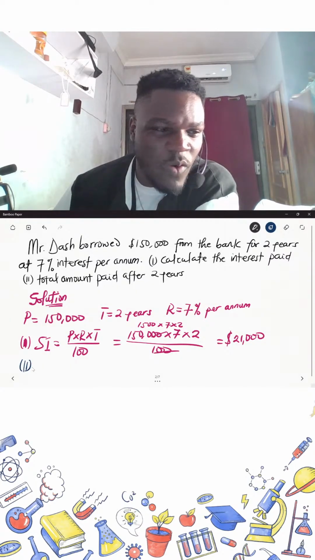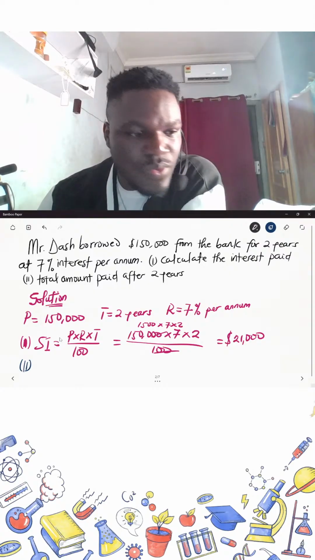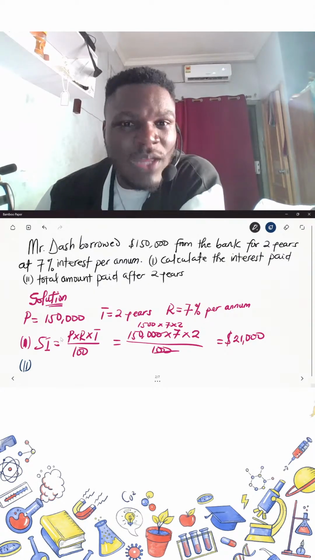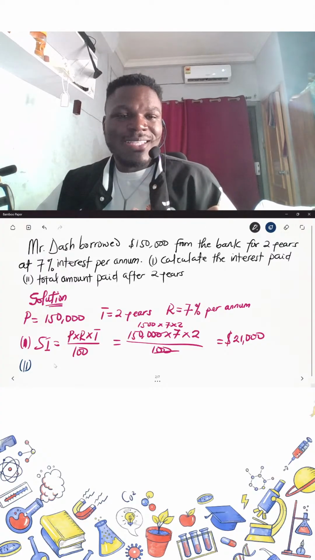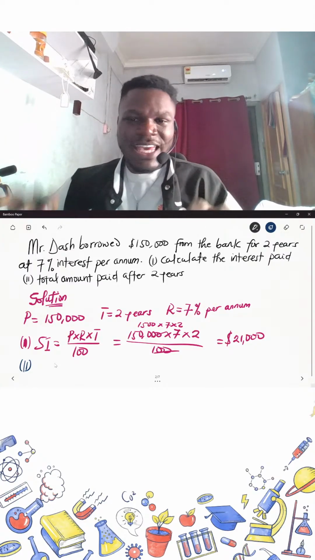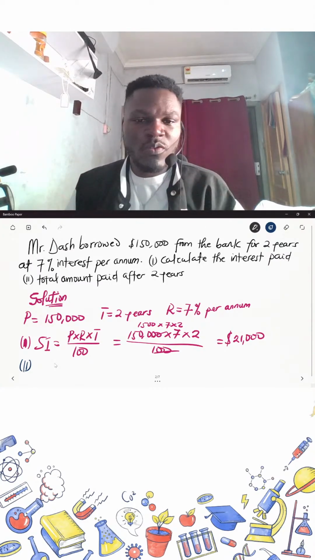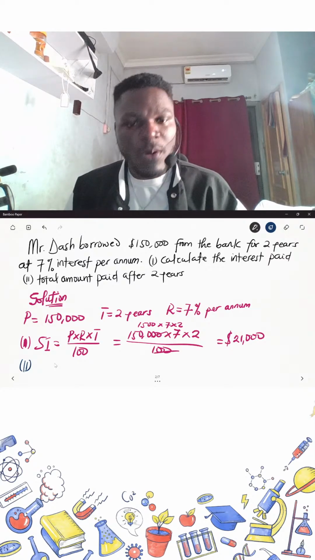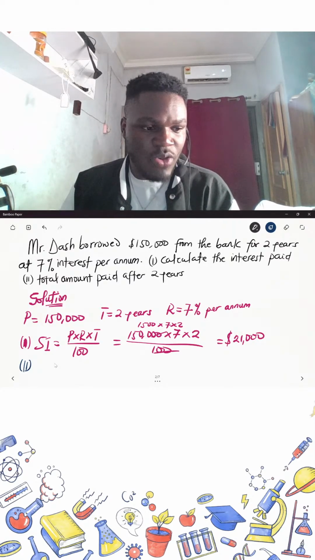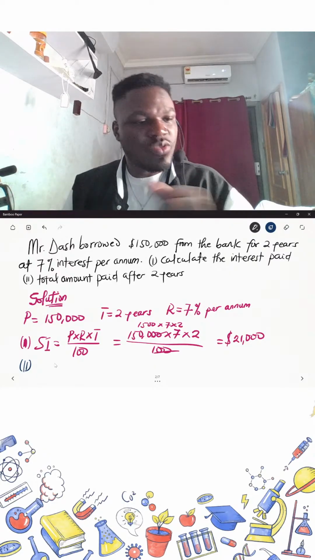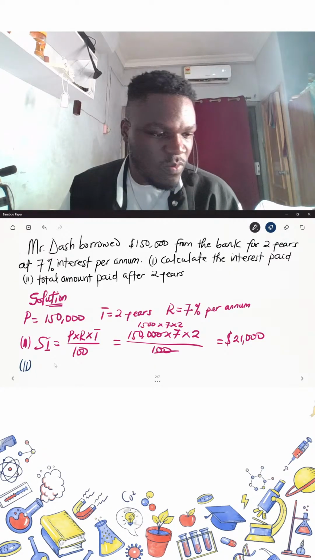Okay. So for I, we are to find the total amount paid after 2 years. So the total amount paid after 2 years is basically you adding the interest and then the principal, because you've gone ahead to borrow a certain amount of money and then you've been asked to add the interest. Are you okay? So after adding the interest to the principal, that becomes the total amount of money that you pay.